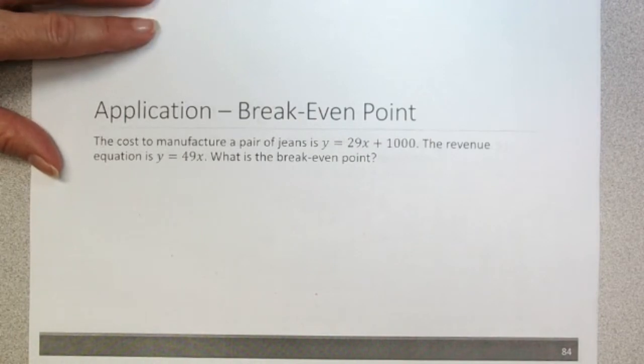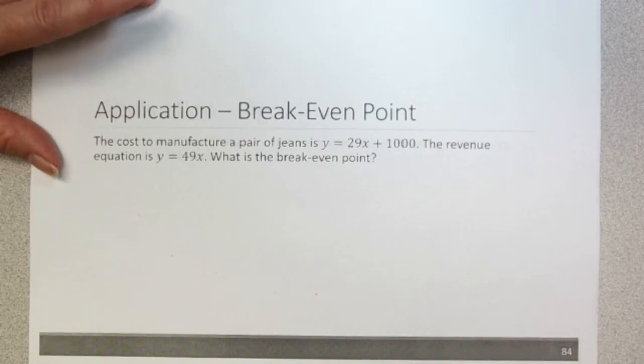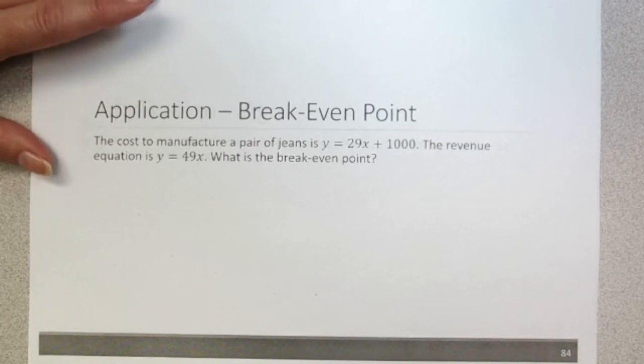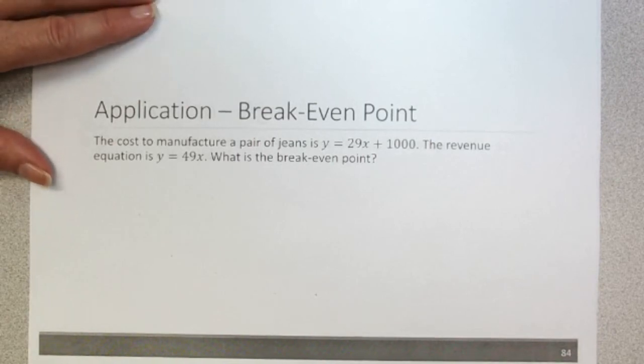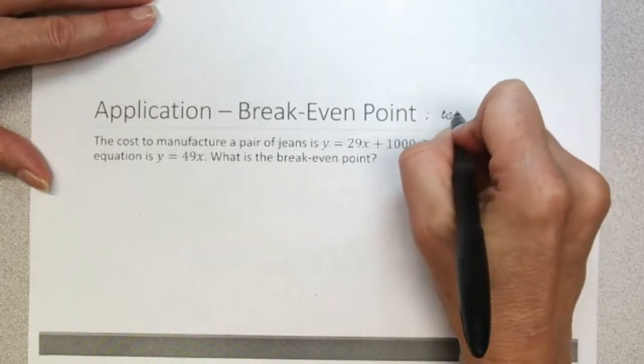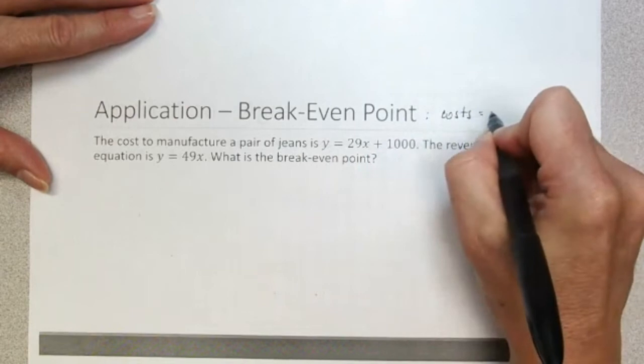Break-even is when costs equal revenues. If you're in business, the reason is probably going to be to make a profit. So the break-even point is going to be very important. We're going to want to make sure that we know when we've covered all of our costs and we can start making a profit. So the break-even point occurs when costs equal revenues.